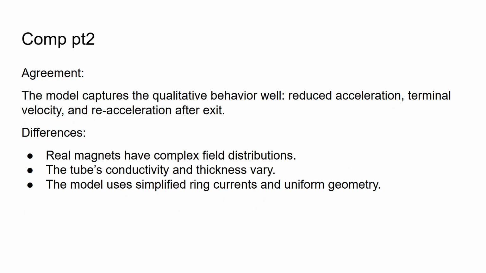Comparison part 2. Agreement between the model and the data. The model captures the qualitative behavior well: reduced acceleration, terminal velocity, and re-acceleration after the exit. The differences are that real magnets have complex field distributions, tube conductivity and thickness vary, and the model uses simplified ring currents and uniform geometry.